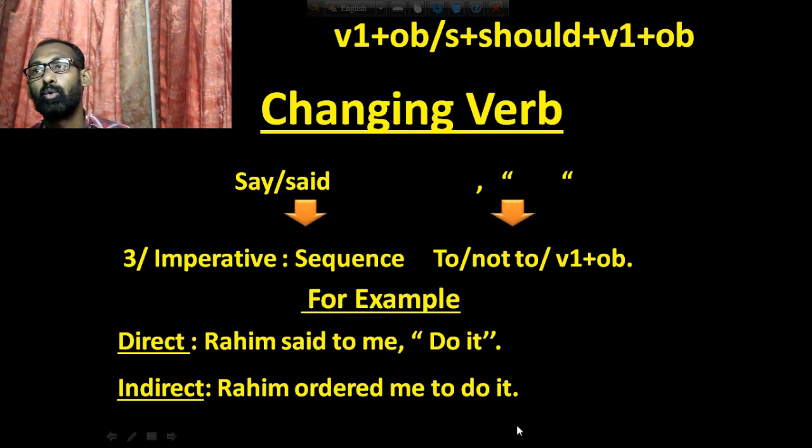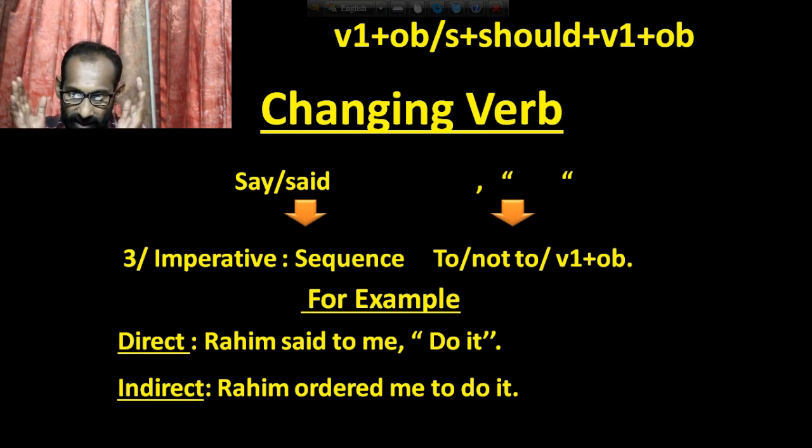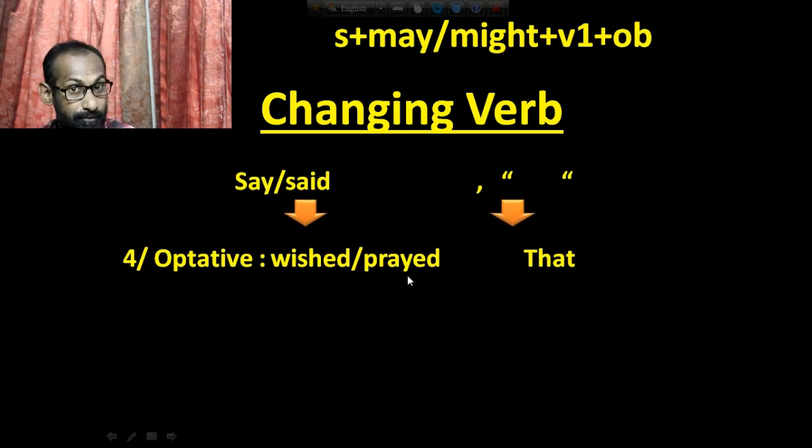That means when you find that the sentence gives you an order, then you have to take order. If the sentence is indicating a request, then you have to take the verb as request. This is called sequence. To make it short, I have just written sequence. Then optative sentence, it is very important. Actually you have to use wished or prayed instead of say or said.